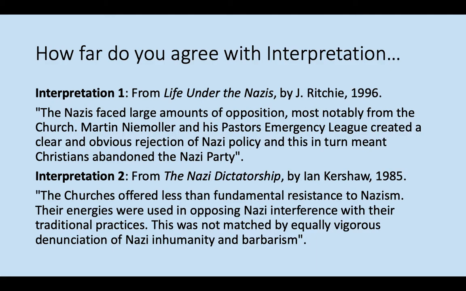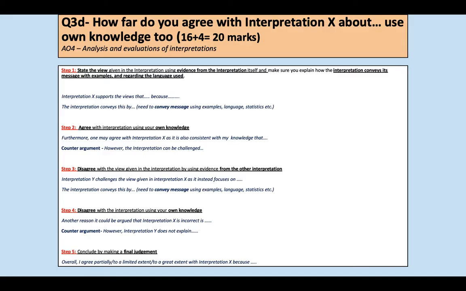So I am going to make it a little bit easier for you, and I'm going to do interpretation 2, and then you guys can use that and do interpretation 1. So these are the two interpretations, as we've already seen, and this is the structure that you need to be using, as we've seen before. So the first part you do is you have a look at the interpretation that the question is asking you to look at. So in this case, the question is asking you to look at interpretation 2.